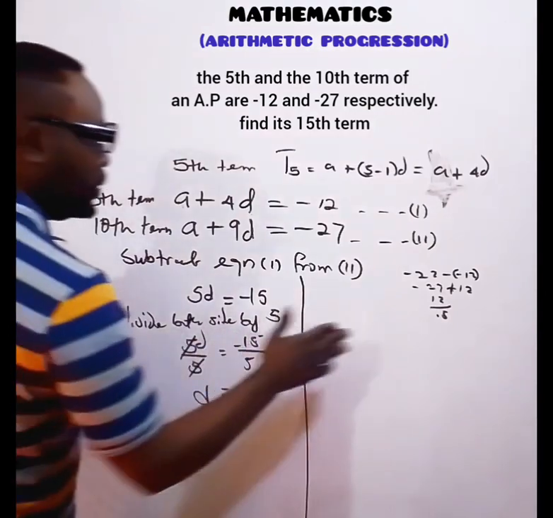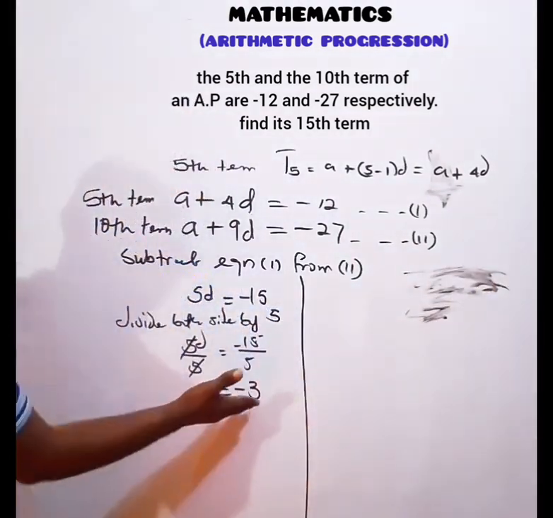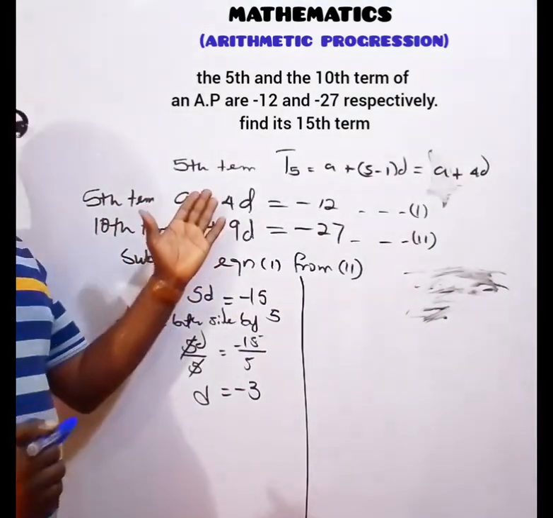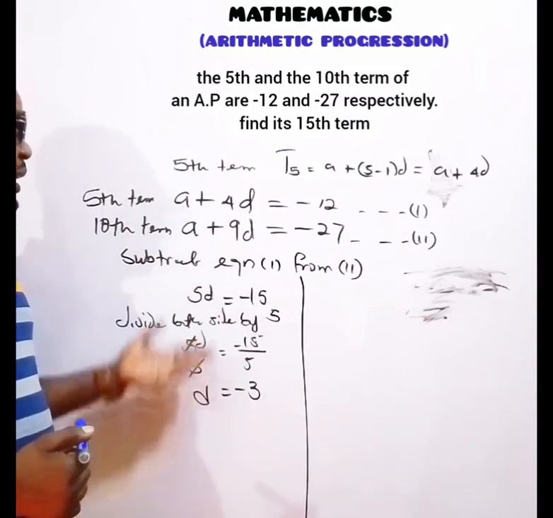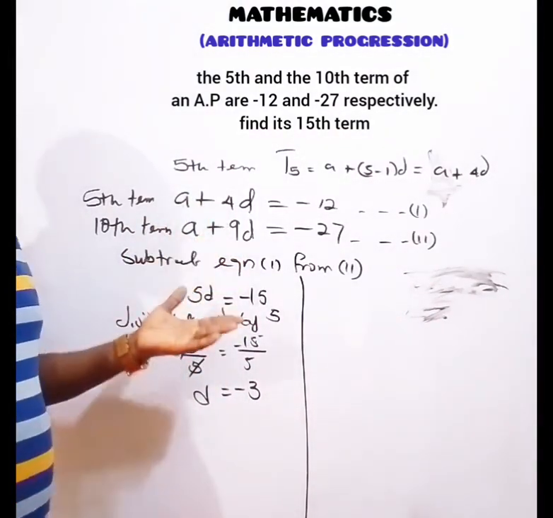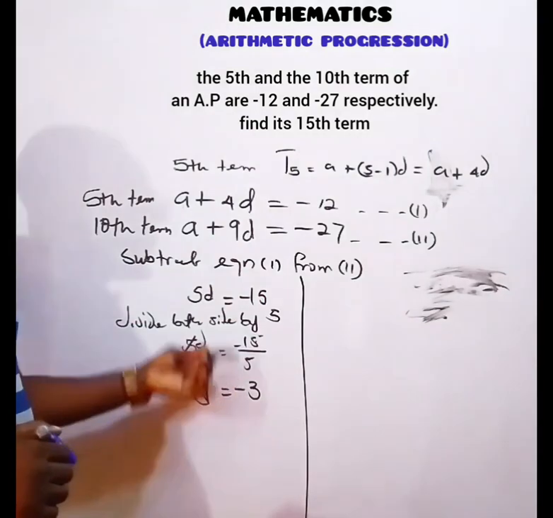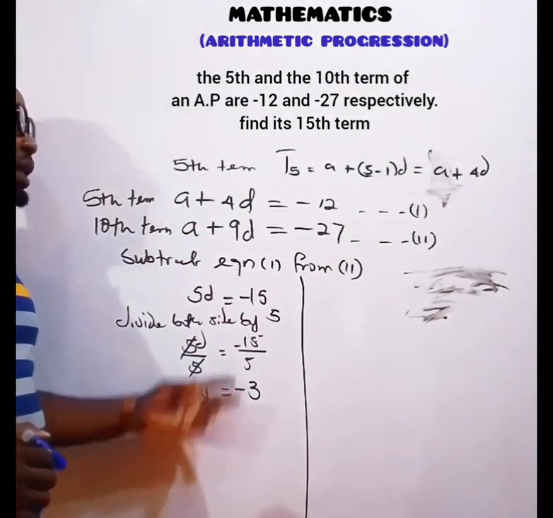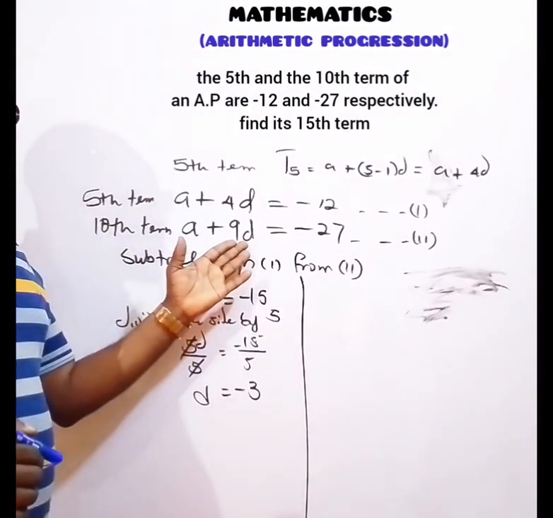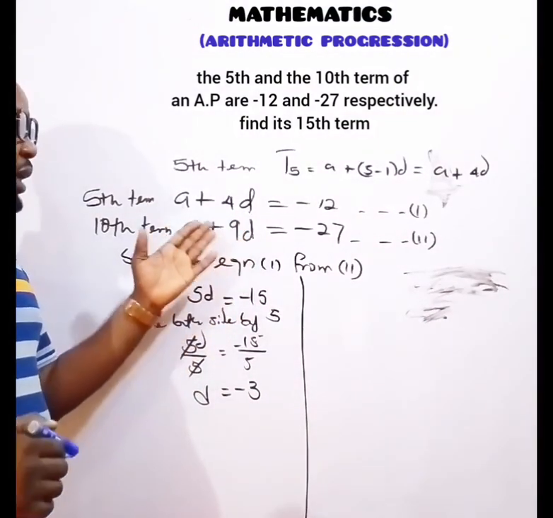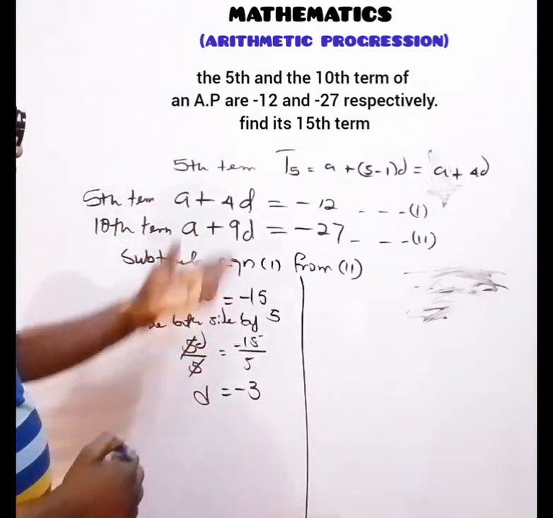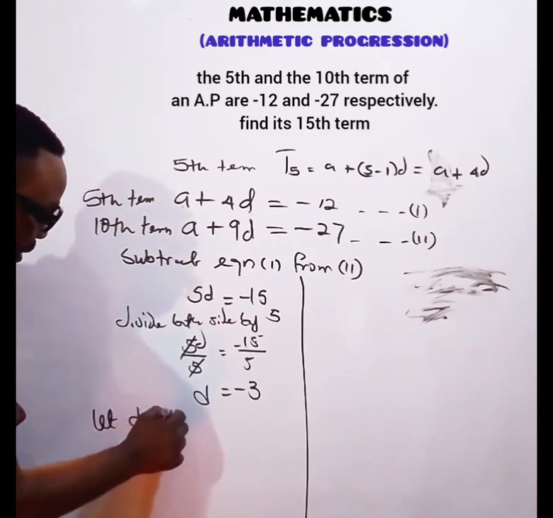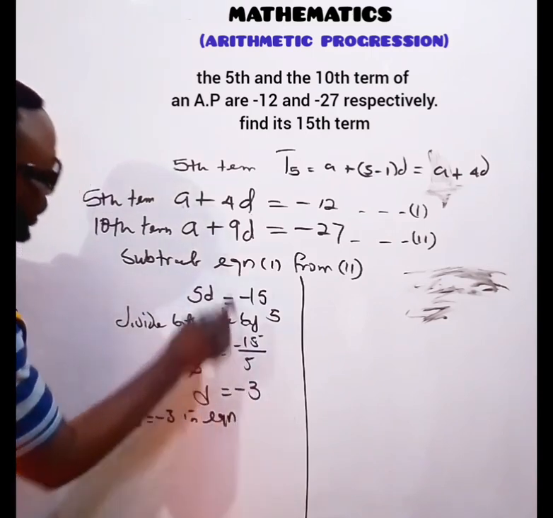Now, when we have d to be equal to minus 3, I can look at any of these 2 equations that I have generated earlier and insert the value of d there. Whichever one I pick, if I insert the value of d into any of these equations, I will get the value of my a. So let me try that. Let's insert the value d equal to minus 3 in equation, which of the equations?